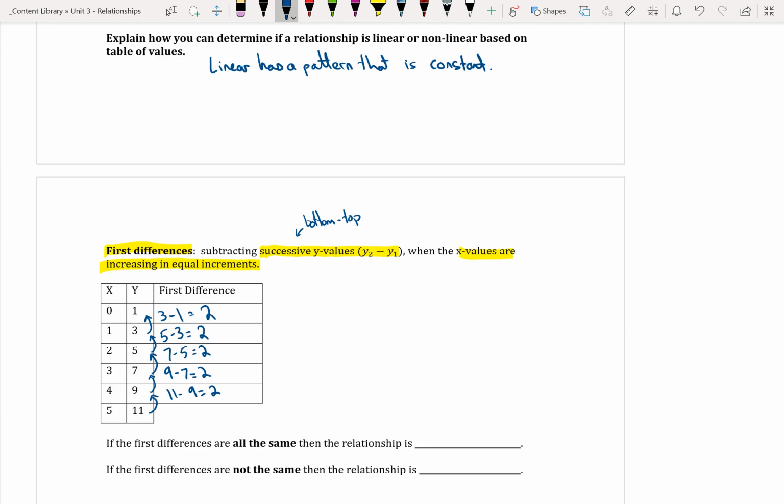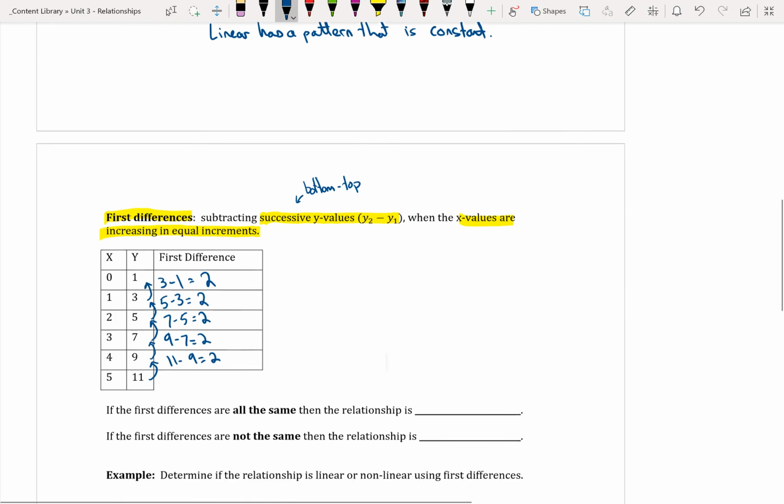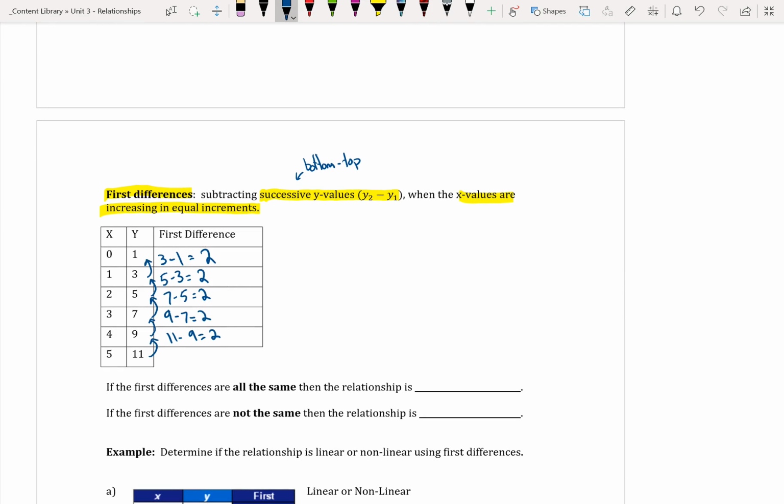So in my third column here, the values 2, 2, 2, 2, 2, those are all considered the first differences. And the pattern here, or the rule, is that if the first differences are all the same, then the relationship is linear. If the first differences are not the same, then the relationship is considered nonlinear. And you'll get into second differences and so on in grade 10 and grade 11. So we're not going to touch too much on the other ones as long as we focus on first differences to recognize linear and nonlinear.